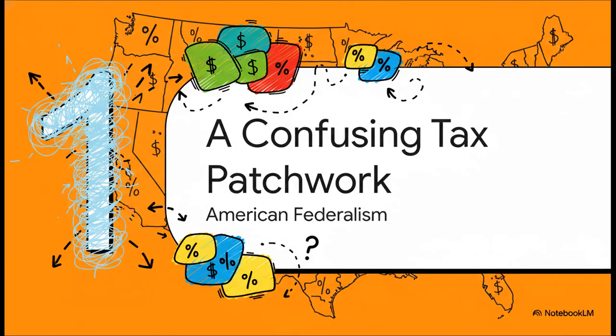So that brings us right into our first section. This whole system, it's not a bug, it's a feature. It's a fundamental part of how the US is set up, and it creates what you can only really describe as a confusing tax patchwork.